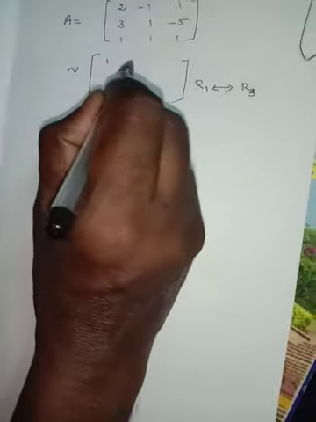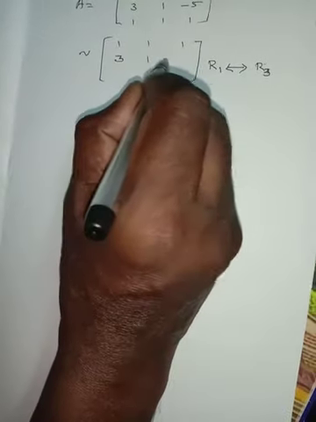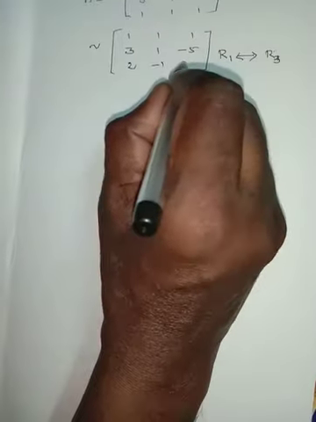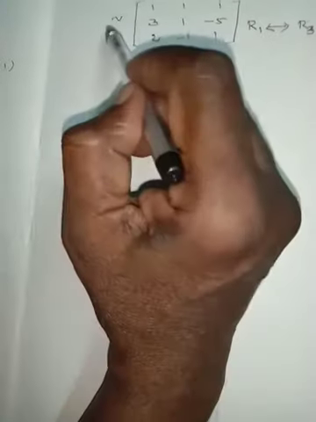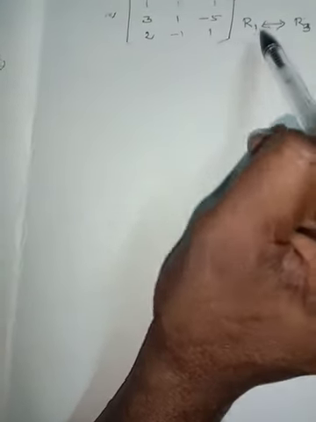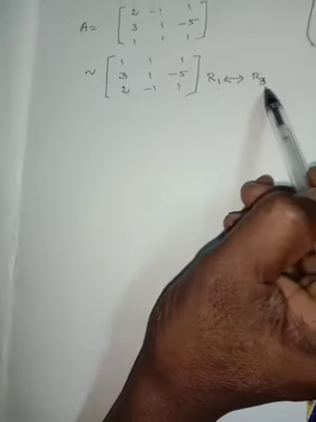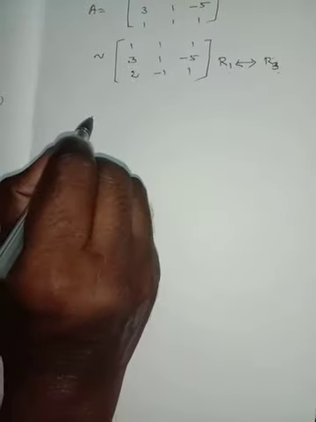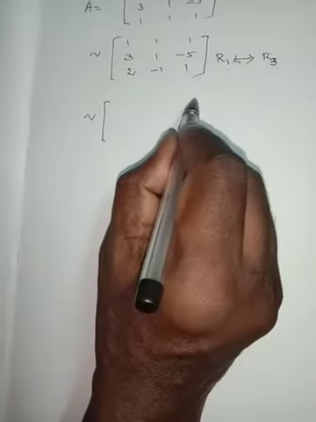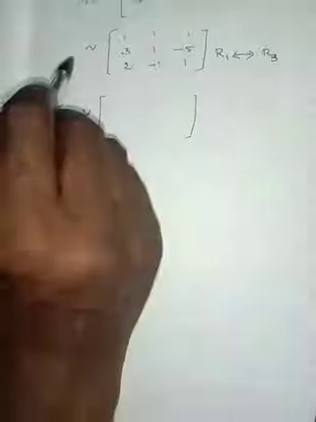So 1, 1, 1. Next 3, 1, minus 5. Next 2, minus 1, 1. Now this step is equivalent to, that is the echelon symbol, interchange first and third row. R1 means first row, R3 means third row, and the interchanging symbol is this one. Okay, next, the first row is okay. Next 1 1 1.